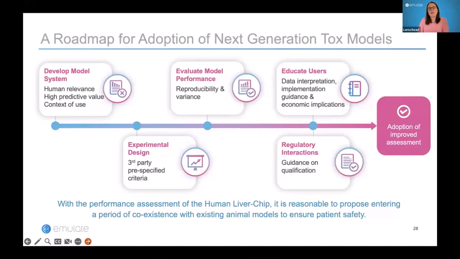Importantly, we believe in the value of using experimental designs set forth by third parties. If those experimental designs are followed, we can then evaluate the model performance in terms of its reproducibility and its variance. With respect to liver chips, it's about educating users and working with our colleagues in the regulatory agencies. Once we can work with these groups and execute this path in its entirety, we believe that we can move forward with improved risk assessment.